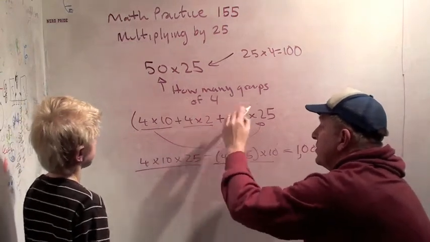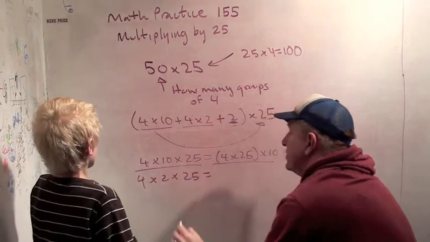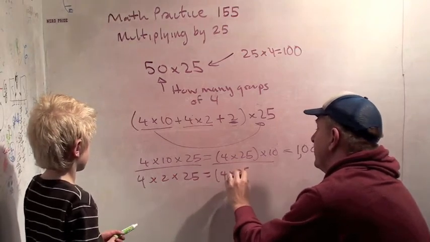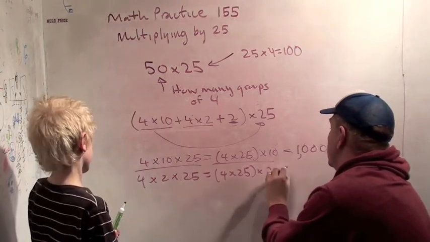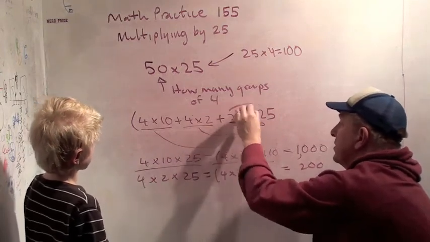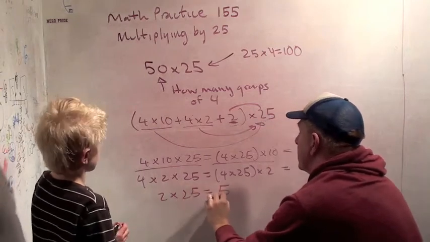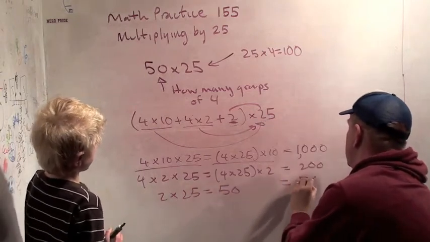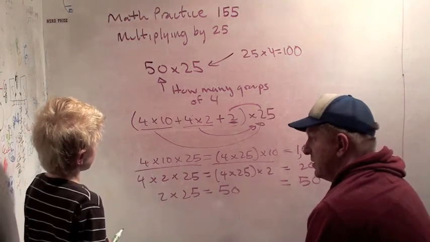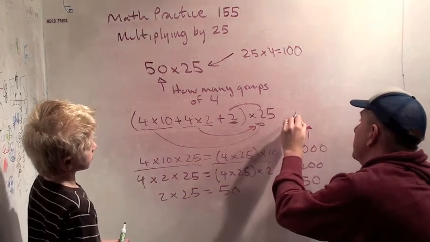Now what about 4 times 2 times 25? How would you do this? 4 times 25 again is 100. 100 times 2 equals 200. And then the last thing we have to do is 2 times 25. 2 times 25 is 50. So what is 50 times 25? It's 1,250. I'll write it up here just in case we go off the board.